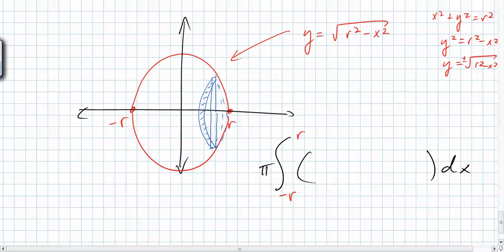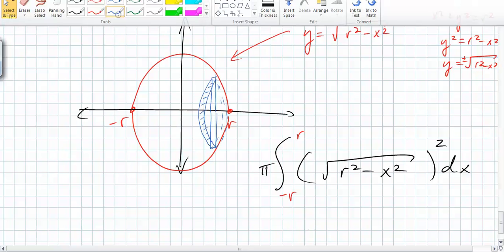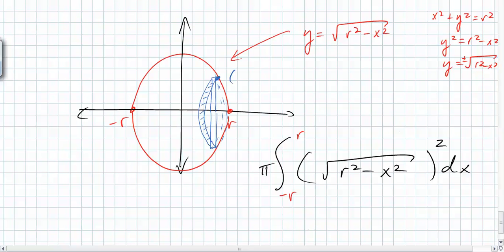So that's just going to be the output. What's the output of this function? Root r squared minus x squared. Question, let's say I'm at this point right here. That point is going to be x comma what? The square root of r squared minus x squared.